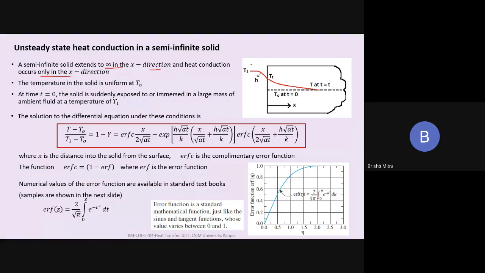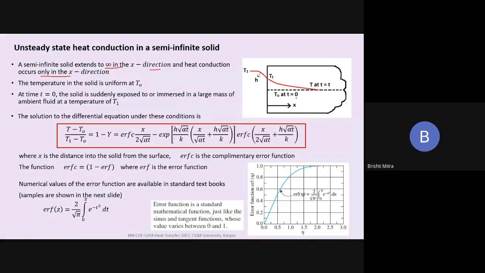In the previous case, we had assumed that the resistance due to convective heat transfer was negligible, very small. Whatever resistance was there was inside the solid. But here that is not the case. Here h becomes important. So there is a dip out here. That means there is convective heat transfer out here, and inside the solid also there is a change in temperature.